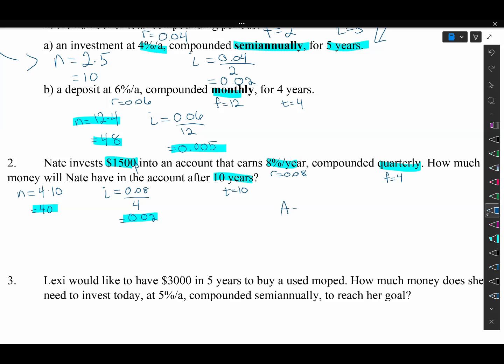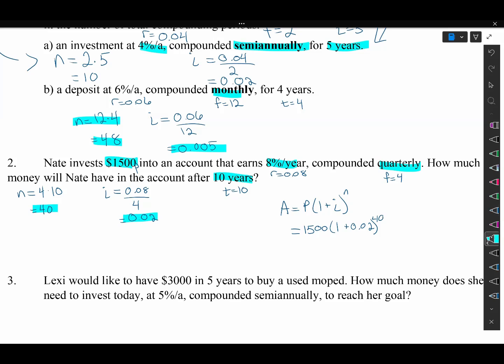We can throw that right into the equation that we've already been working with. Updated though, this time to include N and I. So A equals P, so our amount equals our principal value times 1 plus I this time, all to the power of N. Nice and straightforward. We'll plug in the numbers that we know. Well, we know our principal amount is $1,500. We know our 1 plus I is 0.02, all to the exponent 40.